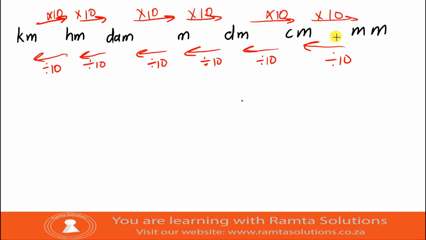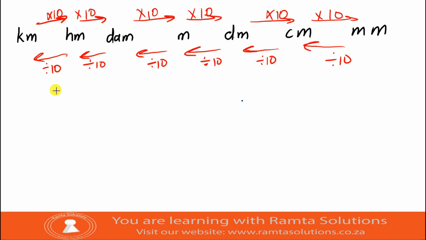So if I were to move from millimeter to decimeter, I will say divide by 10, divide by 10, so divide by 100, right? Because this is first 10, second 10, so this is 100.